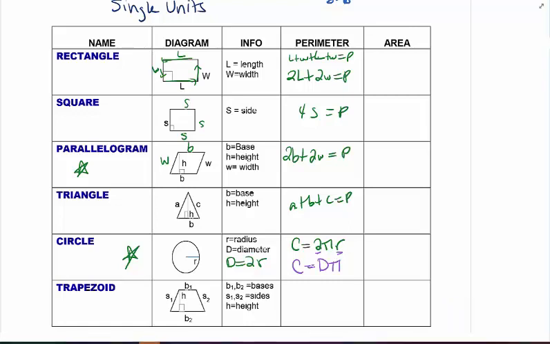My trapezoid here, if I walk around, it doesn't matter which side you start at, but we have base 1 plus side 1 plus side 2 plus base 2 equals my perimeter. And it doesn't matter what order you put those in, you just have to add them all up on the sides.